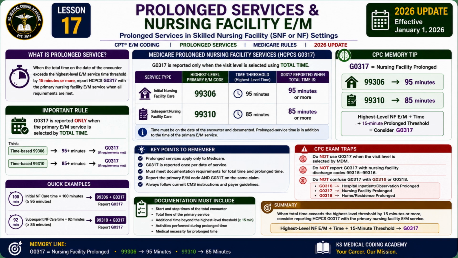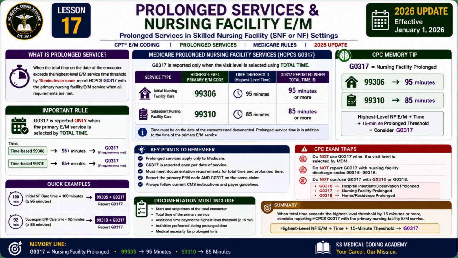The visit level must be selected using time. Also, G0317 represents each additional 15 minutes of prolonged nursing facility service, when the applicable requirements are met. For example, if an initial nursing facility service qualifies for 99306 based on time and the applicable total time reaches 95 minutes, G0317 may be reported when all Medicare requirements are satisfied. Remember, 99306 → 95 minutes → G0317. 99310 → 85 minutes → G0317.